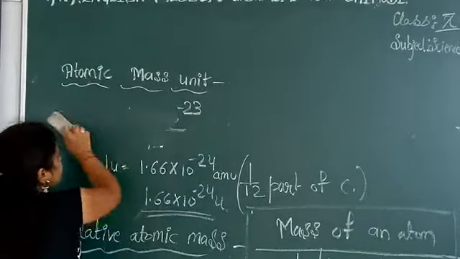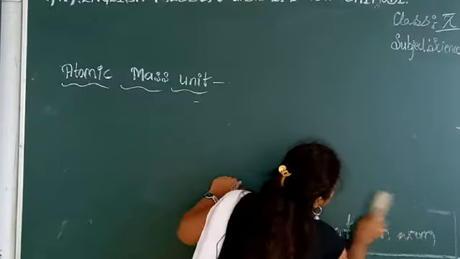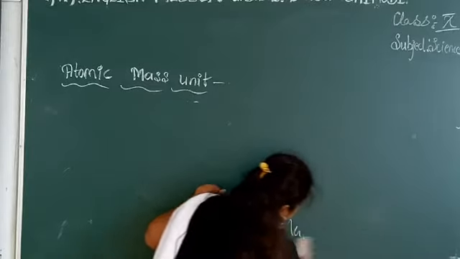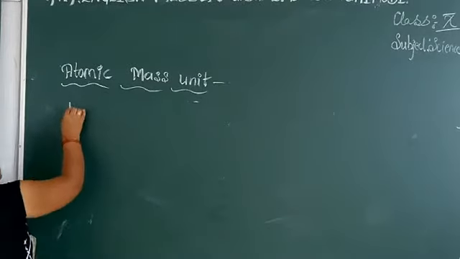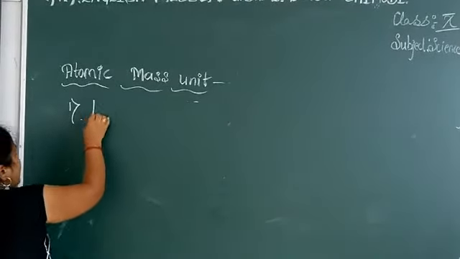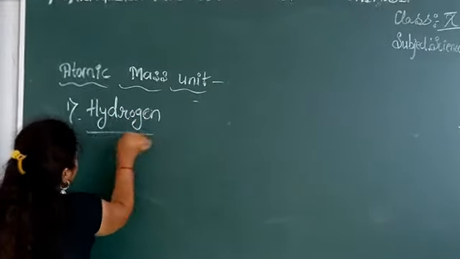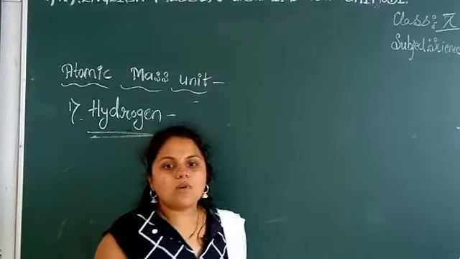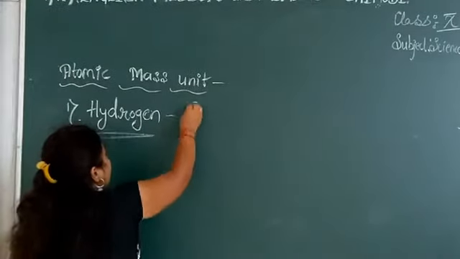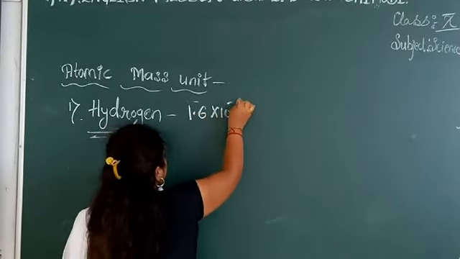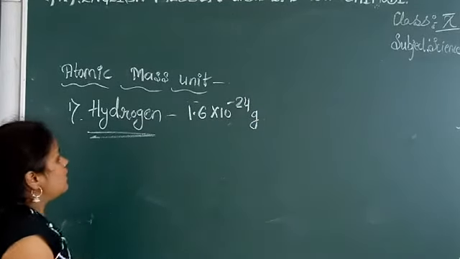Now we are going to take one example, so you will get an idea of how to calculate the mass of atoms. Suppose one example, that is hydrogen. So what is the weight of hydrogen? It is around 1.6 into 10 raised to minus 24 grams. This is the weight of hydrogen.